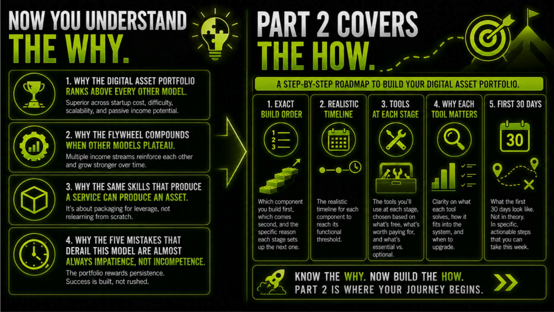Part 2 is going to cover the how. The exact build order, which component you build first, which comes second, and the specific reason each stage sets up the next one. The realistic timeline for each stage and component to reach its functional threshold. The tools you will use at each stage, chosen based on what's free, what's worth paying for, and what's essential versus optional. And most importantly, what the first 30 days look like. Not in theory, in specific actionable steps that you can take this week.